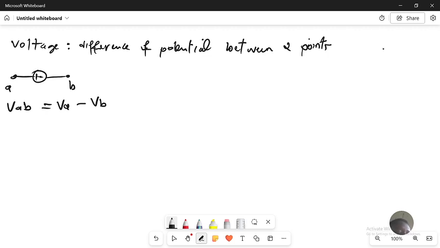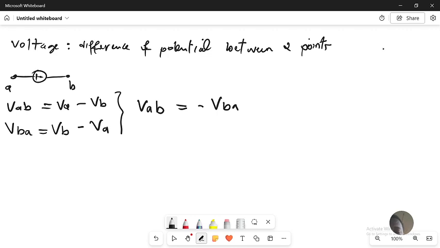That means if I write VAB, the voltage equals the potential at point A minus the potential at point B. But if I write VBA, since we start from point B in the notation, it will be the potential of point B minus the potential of point A. So VAB equals minus VBA, meaning they are opposite, with a negative sign. That's the voltage.